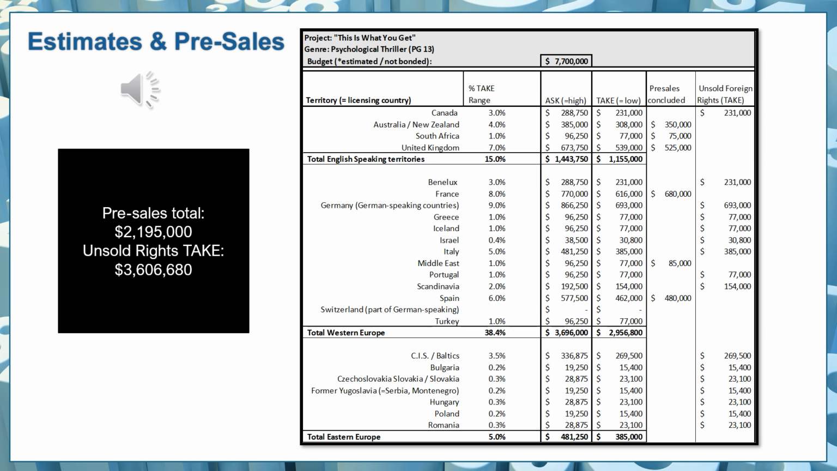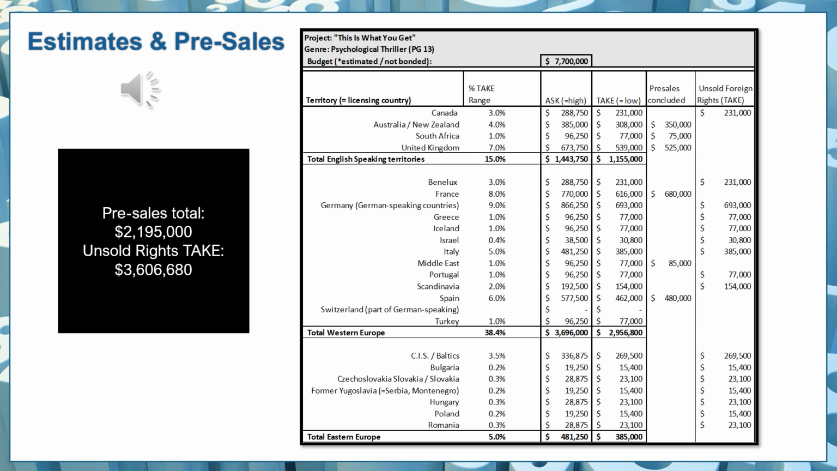South Africa is sold at $75,000. The range that we had between take and ask is 77,000 for take, 96,250 for ask. So this is slightly under what our take would be. The United Kingdom was sold for $525,000. Our range is take 539,000 and ask 673,700. So also the UK is sold slightly under what the take price was.